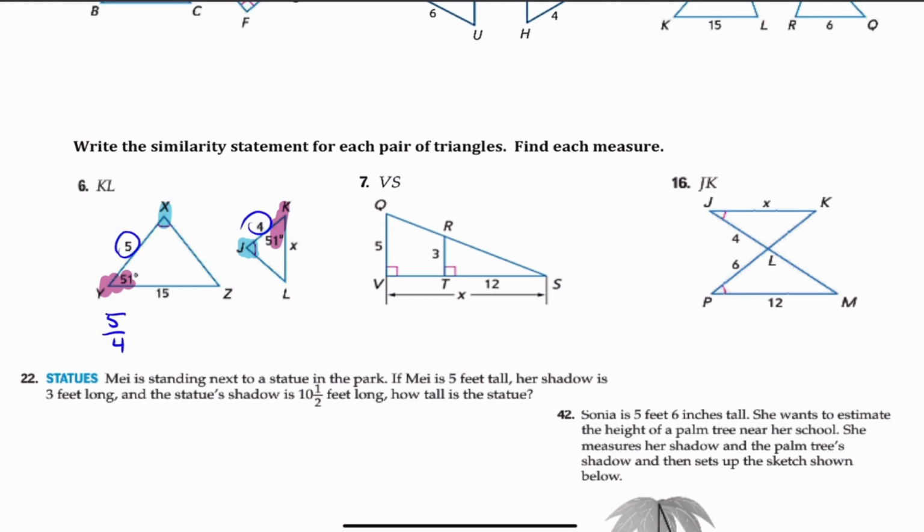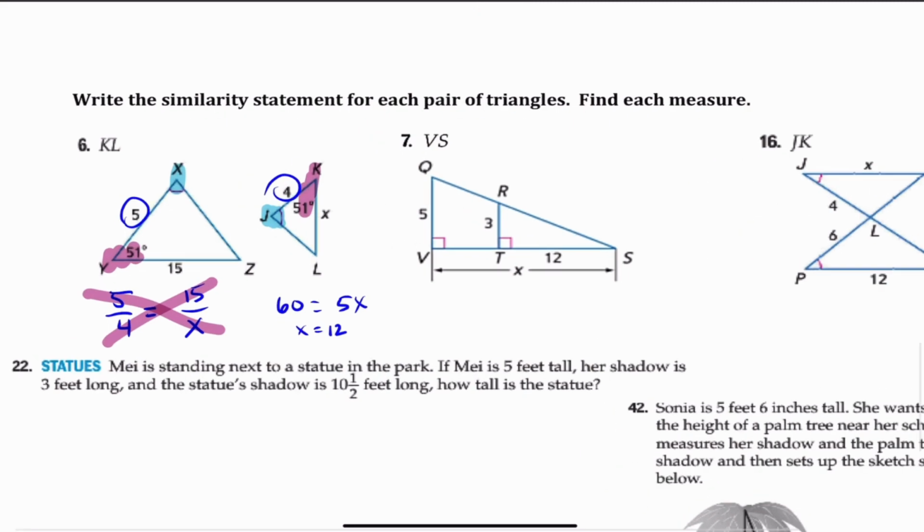So 5 to 4 equals YZ to KL. But YZ is 15, right? Because here's YZ, that's 15. And then KL is x. Then I'm going to cross multiply. I get 15 times 4. 15 times 4 is 60, which is equal to 5x. So x is 12. Right?